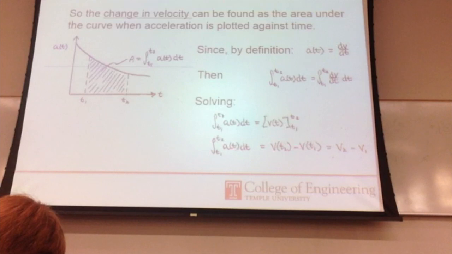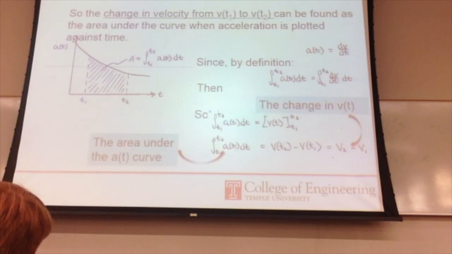So that integral is simply equal to the change in velocity. We solved this mathematically, and with that in mind, we can figure out the area under that curve and solve the problem graphically. This is really just a repetition that change in velocity is equal to the area under the curve.